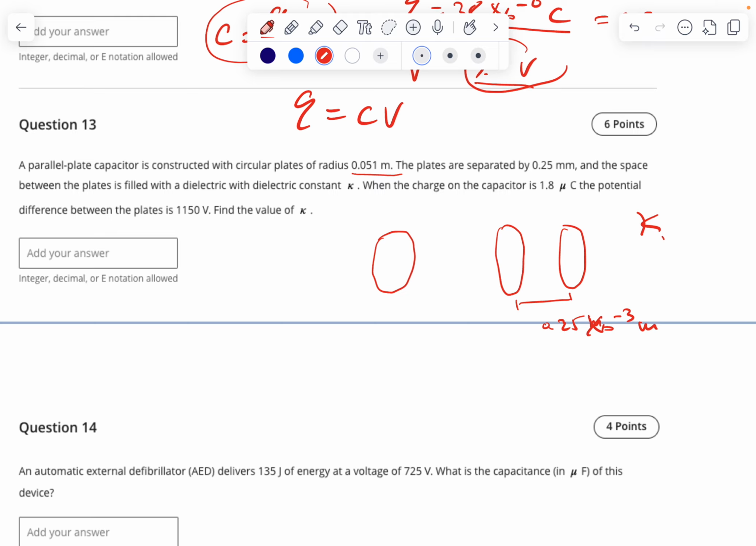When the charge on the capacitor is this, right? So we know charge equals 1.5 microcoulomb. The potential difference between the plates is this, V equals 1150 volts. Okay, so in this case, what we know here is capacitance equals Q over V, right? And also capacitance equals kappa epsilon naught A over D.